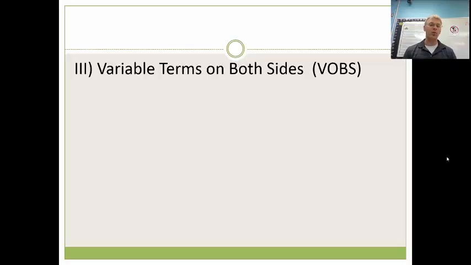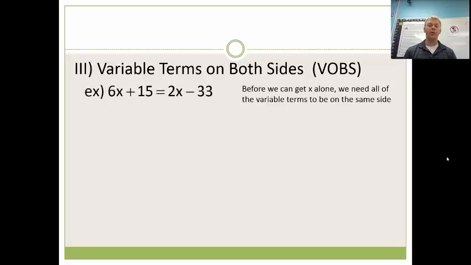on both sides, or an abbreviation for that is VOBs, is an easy way to remember it. What will happen is we now have a variable term on both sides. Now we cannot combine these because they're not on the same side of the equal sign. They're not on the same side of the equation. So we have to do something to get them on the same side of the equation so that we can combine them and we don't have a variable in 2 different terms.